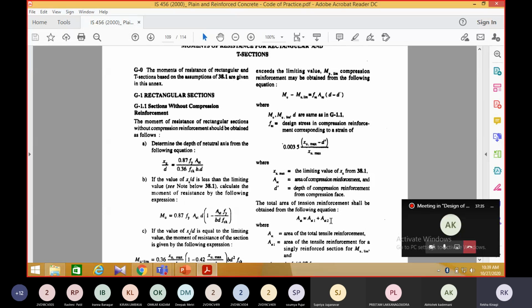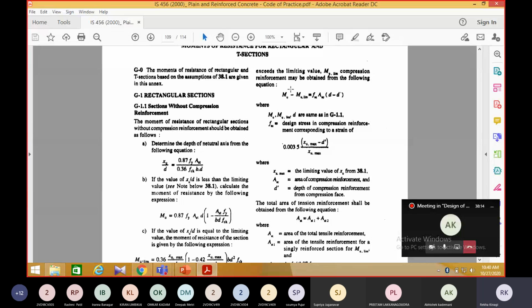That is, the total Ast will be obtained from Ast1 and Ast2. As we have already discussed in the previous sessions, the doubly reinforced rectangular section is divided into two sections. The first one is the singly reinforced section and the second one is the steel beam, which has both tension reinforcement as well as compression reinforcement. So for what amount do we need to design the doubly reinforced section? See here, we have the relation Mu minus Mu limit is equal to Fsc Asc into d minus d dash.